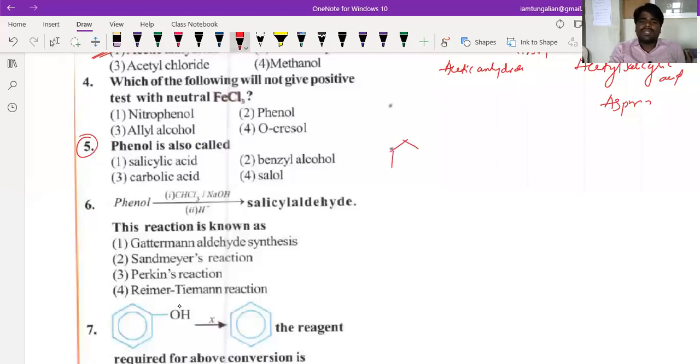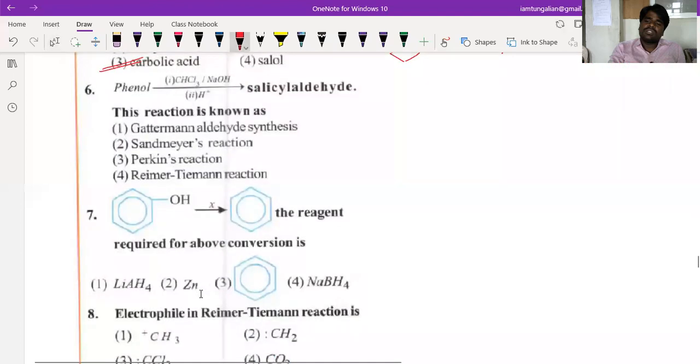What is phenol, beta? This is your phenol. As per IUPAC, it is called phenol, beta. Commonly, it is also called carbolic acid, beta. What is it called? Carbolic acid. This is a common name, beta. It is also called carbolic acid.